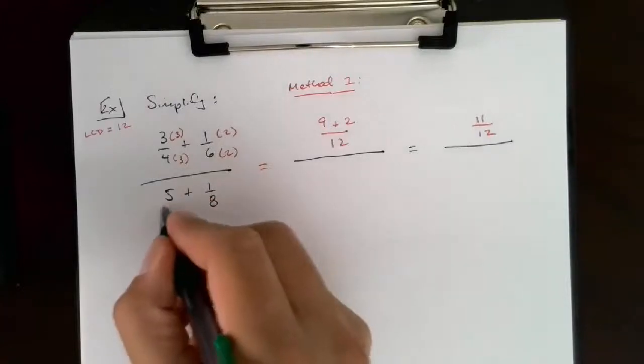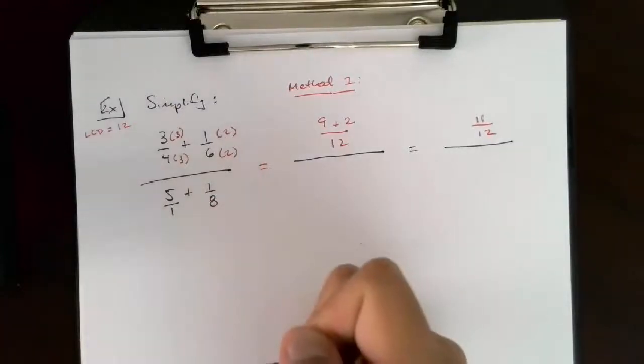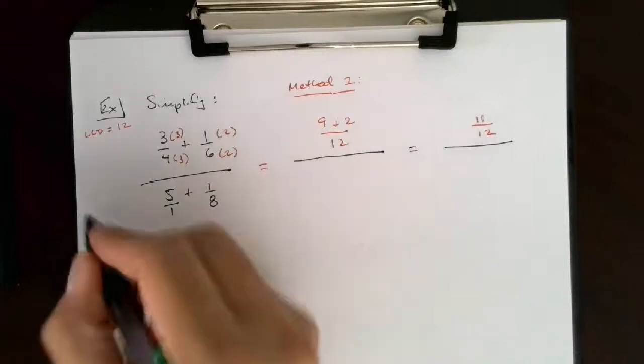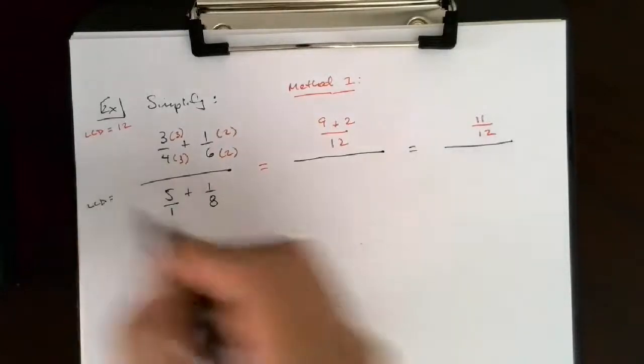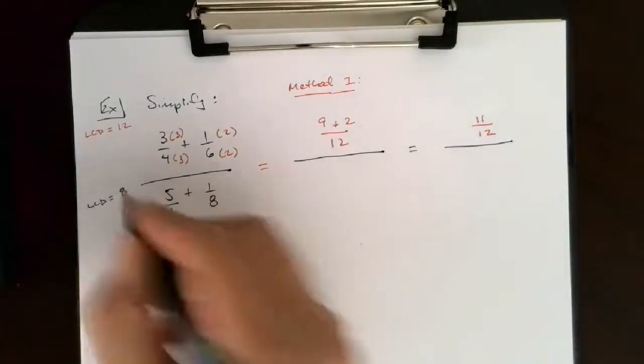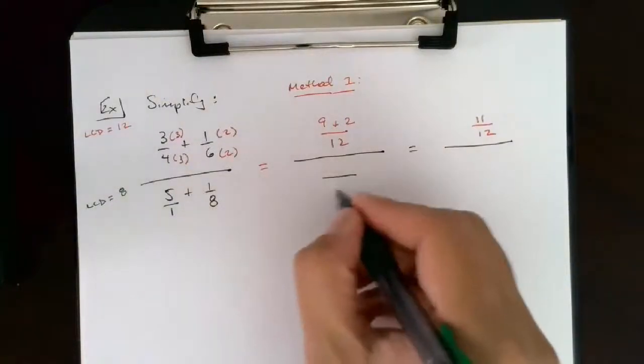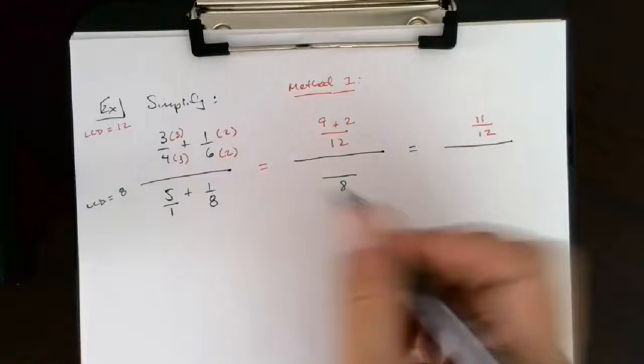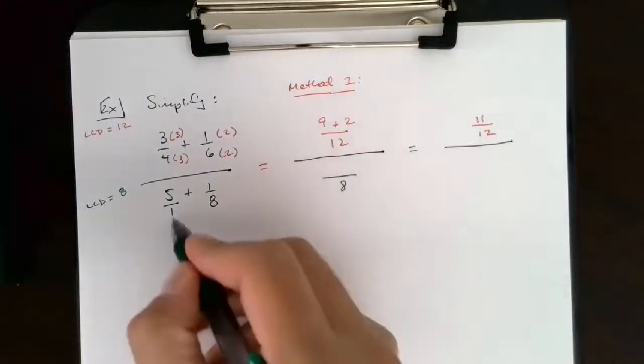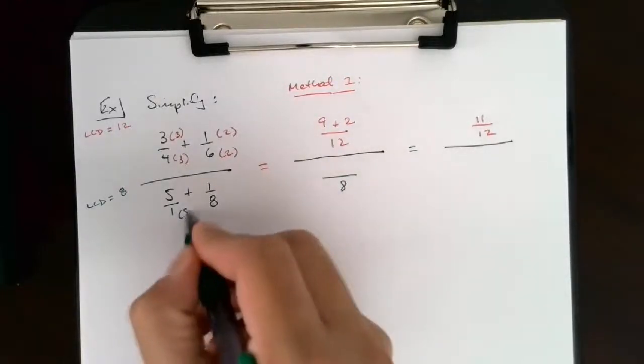Now 5, remember, as a fraction is really 5 over 1. And you want the LCD to add these together. Well, the least common denominator between 1 and 8 is just going to be 8. So I know that this is going to be a fraction that's over 8 here. And you have to ask yourself again, how do you rewrite this? Well, 1 times what gives you 8? Well, 1 times 8 gives me 8.